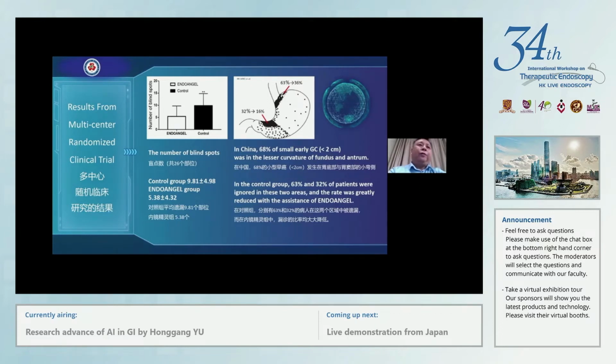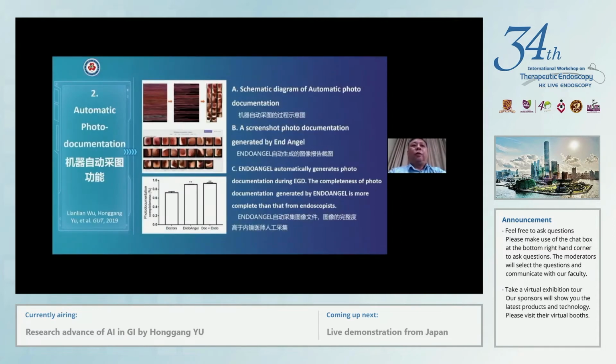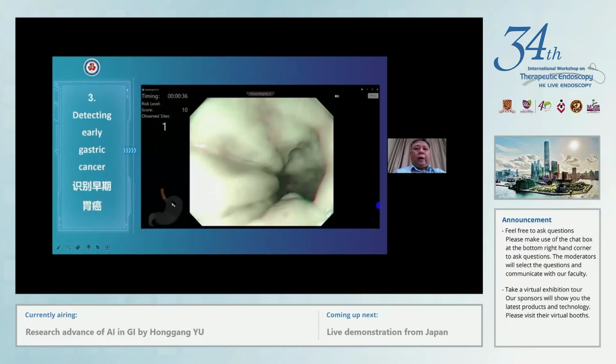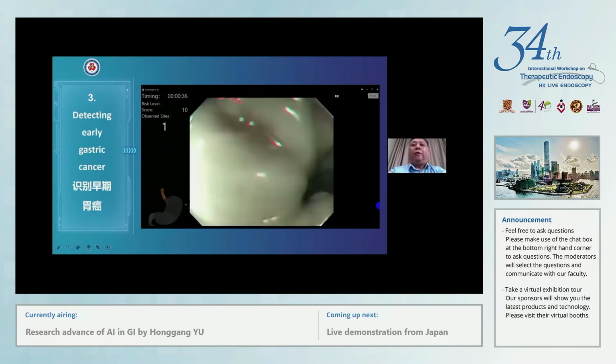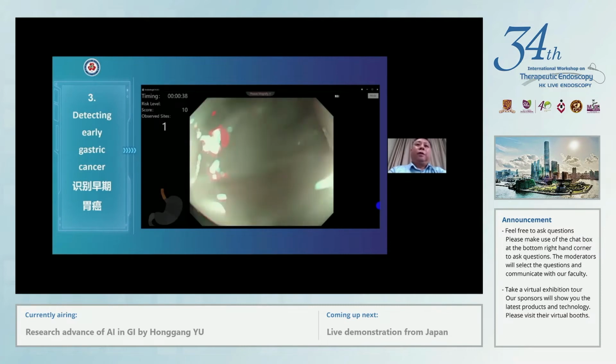The second function is automatic photo documentation. Our data show that ENDOANGEL can make better photo documentation than endoscopists. As I said, the principle of ENDOANGEL is first quality control, and then detecting lesions in the GI tract.